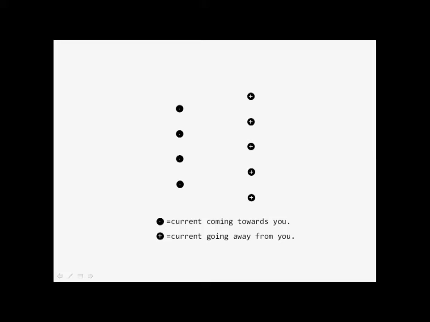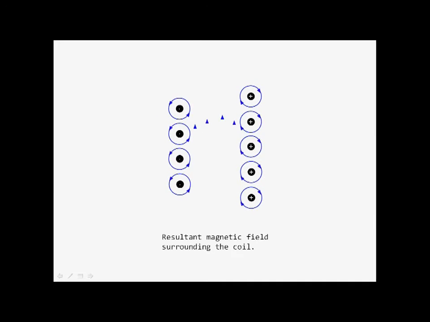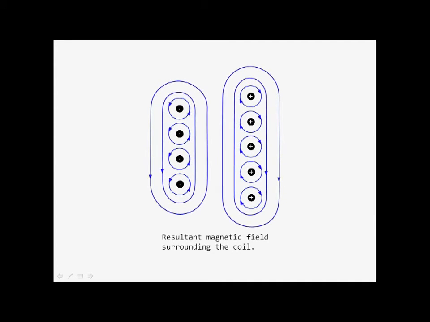We can now add the magnetic field of each conductor as we have seen previously. The magnetic fields actually add together, creating one larger magnetic field, and we can represent this with field lines showing the combined or the resultant magnetic field.